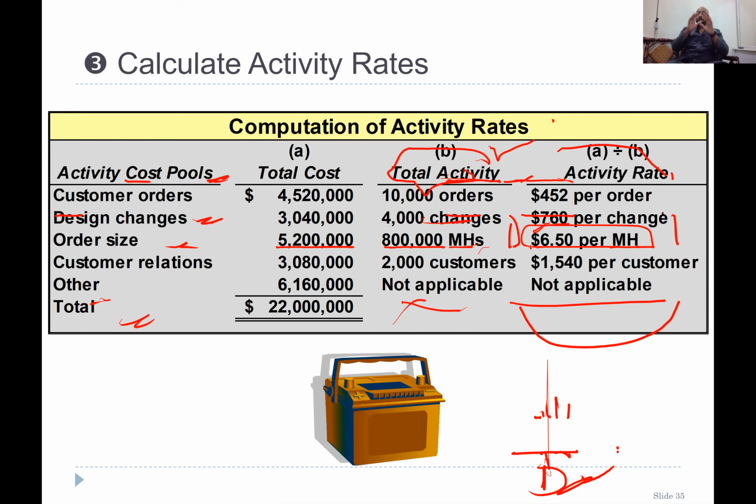So first you find out the cost pools and then divide those cost pools according to their driver. That would be given to you. Or you need to pick up, the question will mention that, but you need to be smart enough to pick, okay, this would belong to orders, design change belongs to changes, order size belongs to machine hours. So it will be already given to you, don't worry about that.